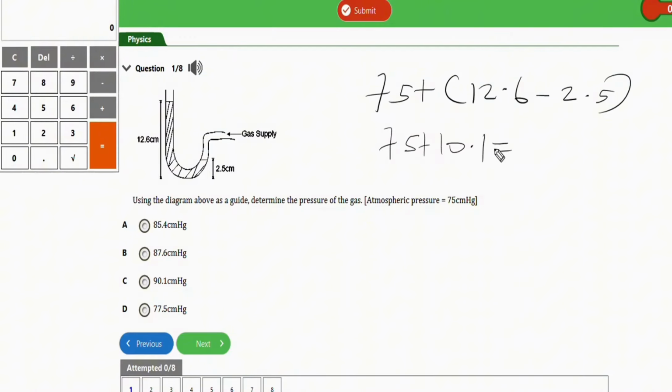When you punch this on the calculator, you're going to have 85.1 cm mercury. The closest answer here is option A, which is 85.4. So basically the answer will be option A. That's it for this question. Let's wipe this now and solve the next repeated question.